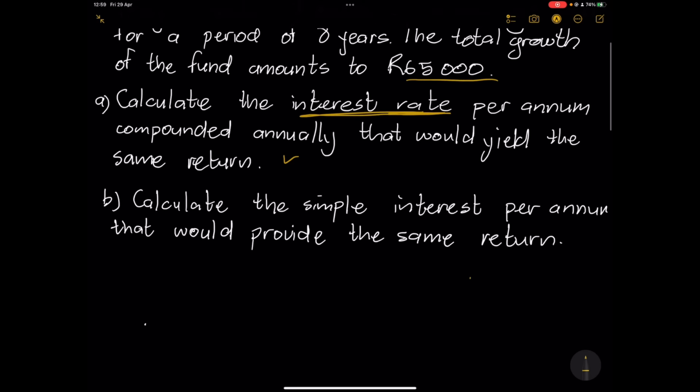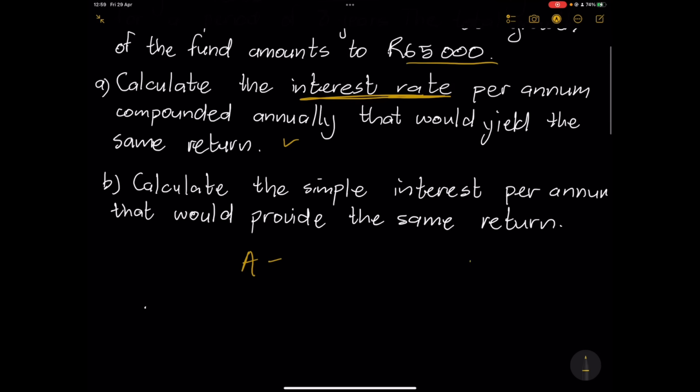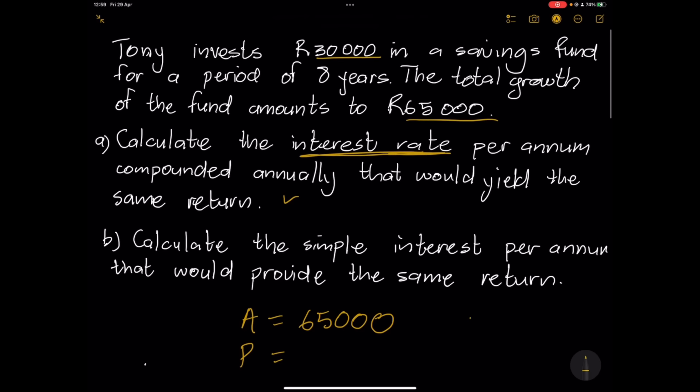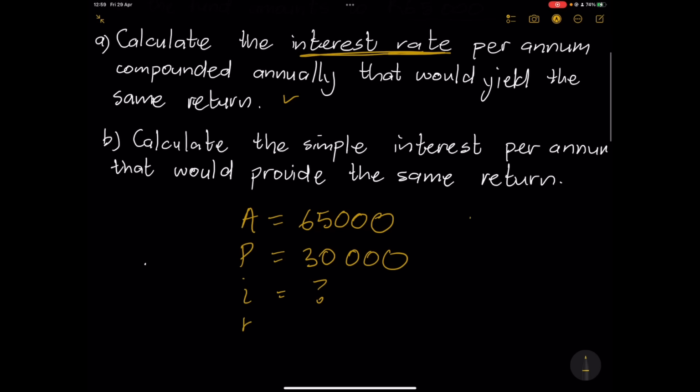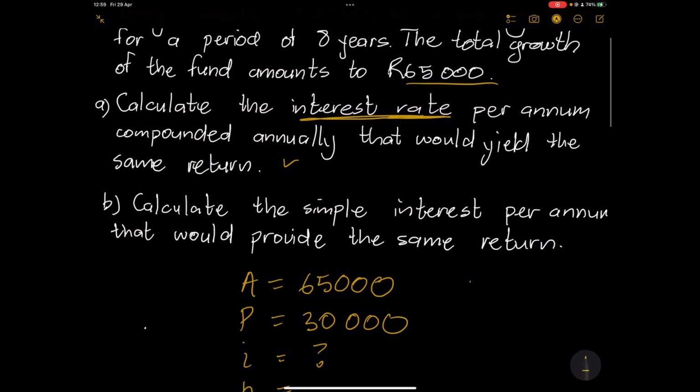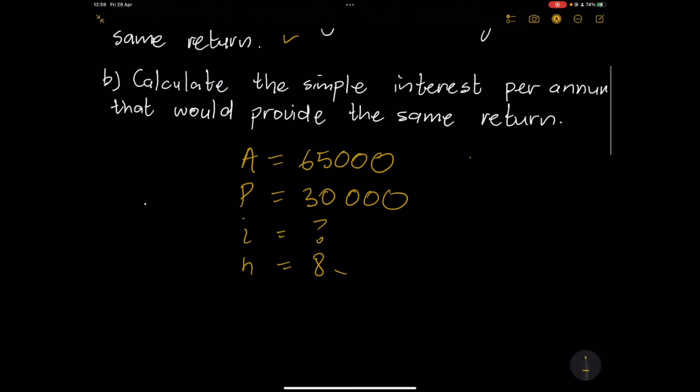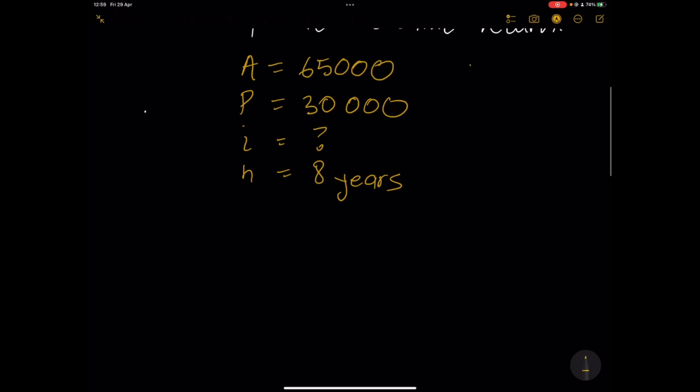So now what do we have? They have given us the accumulated amount to be 65,000. But remember, 30,000 was initially invested. So we're going to say, well, we know we invested 30,000 there, right? We want to find out what the interest rate is. And we know that N would be, no, 8 years actually. So that would be 8 years. Okay. They did say to us that we're compounding annually.